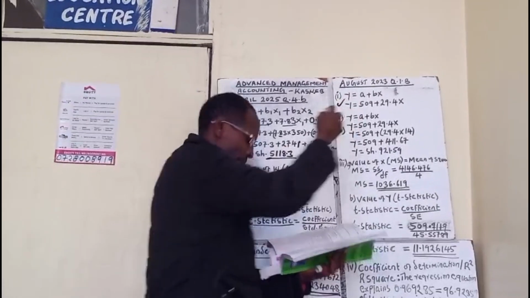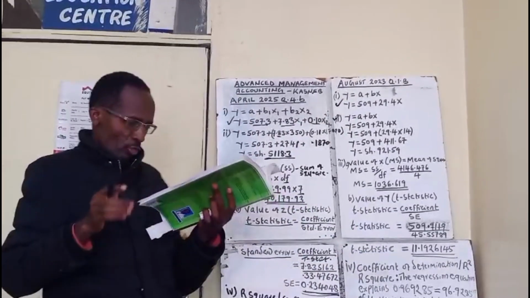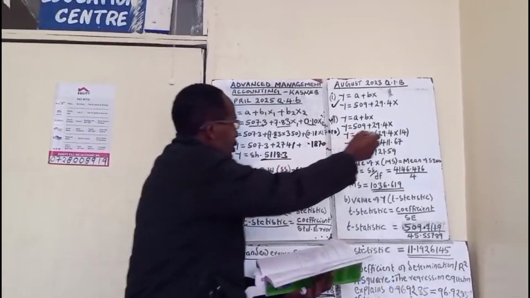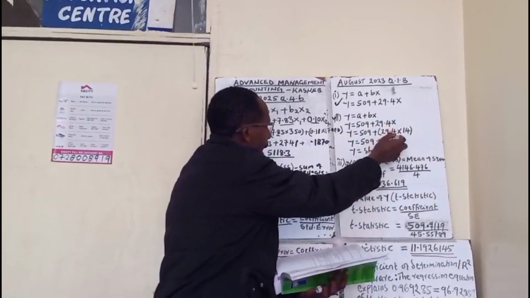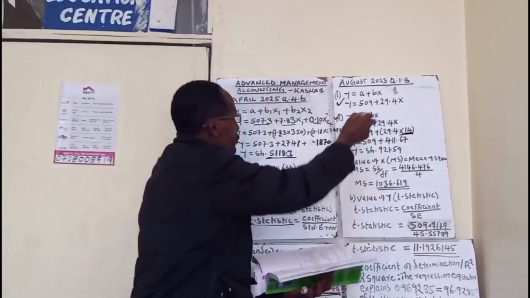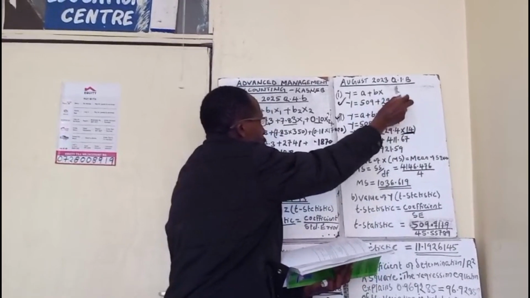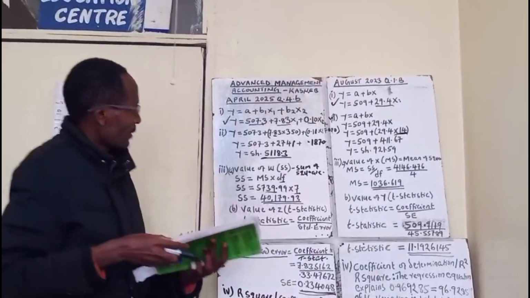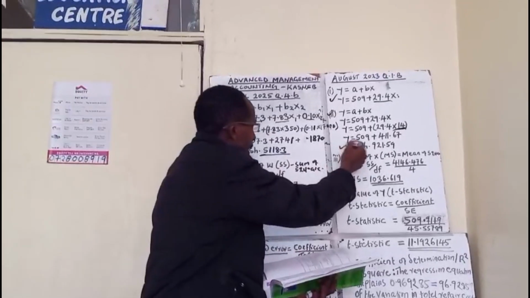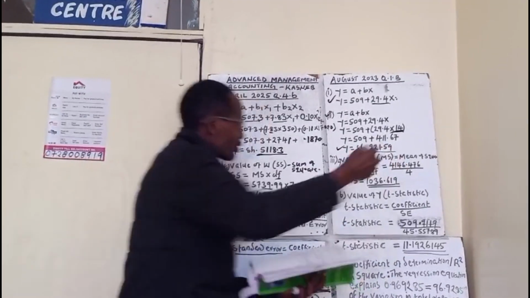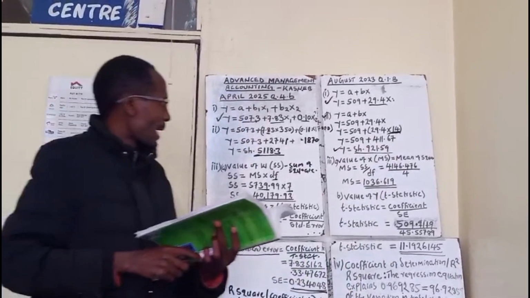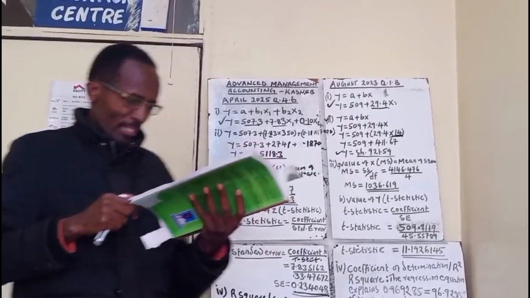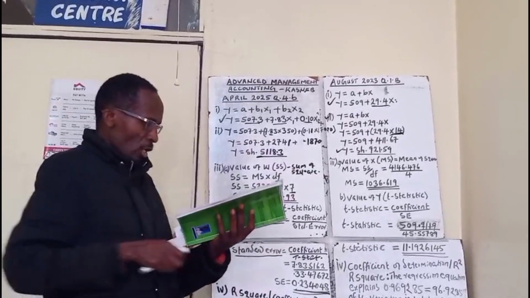Number 2, they are asking you to predict the total cost of repair if 14 hours are used. Just substitute X with 14 in your equation, so you multiply X by 14 when you have spent 14 hours, and your answer is 921.59. Number 3, compute the values of the missing letters x and y.